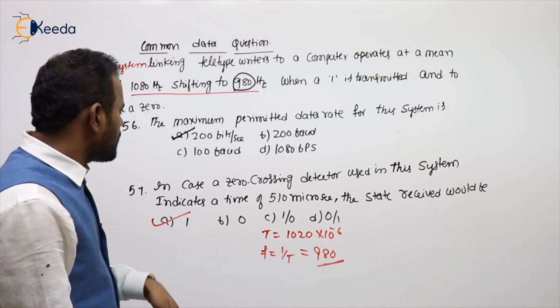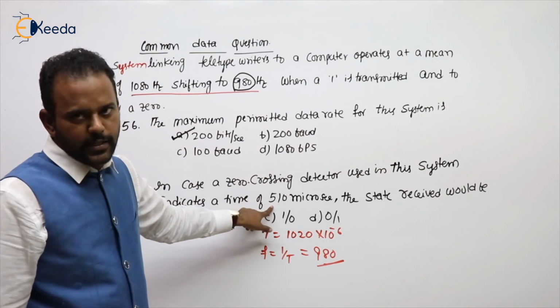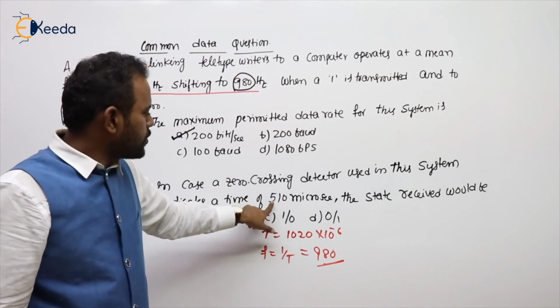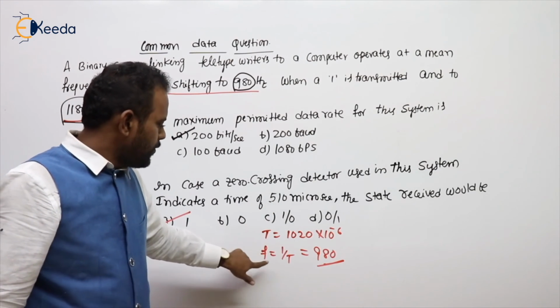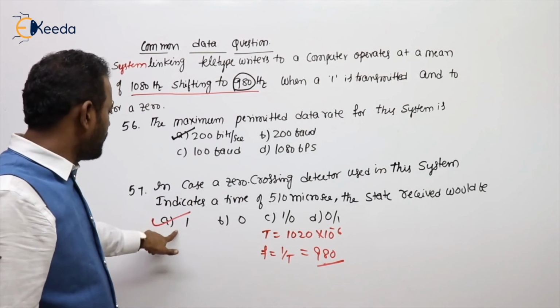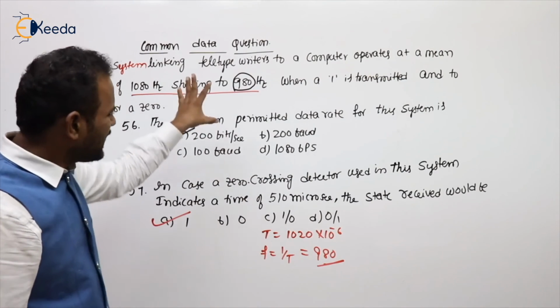Because the zero crossover in the system indicates a time of 510 microseconds. So to complete a full cycle means 2 zero crossovers. So 2 into 510, that's the time period. Frequency calculated is in the range of binary 1. So binary 1 is received. It's one of the general problems on digital communication.